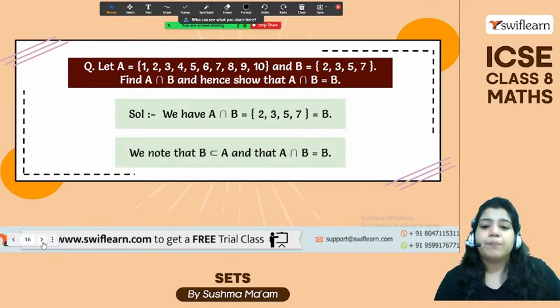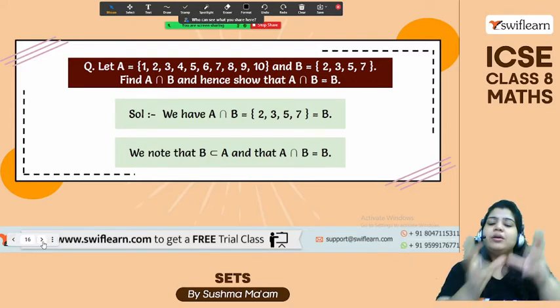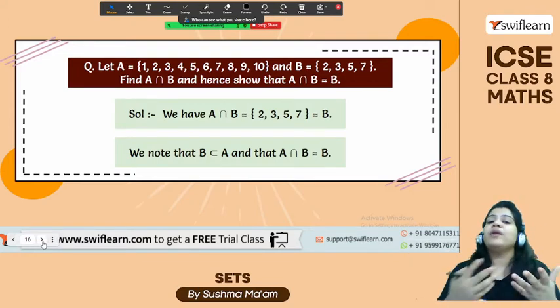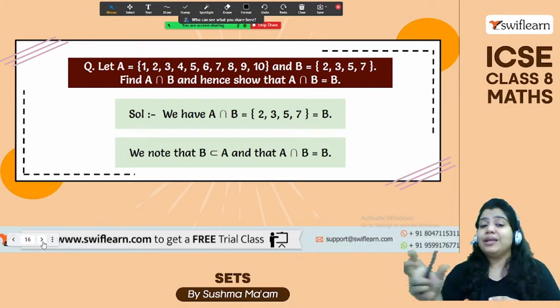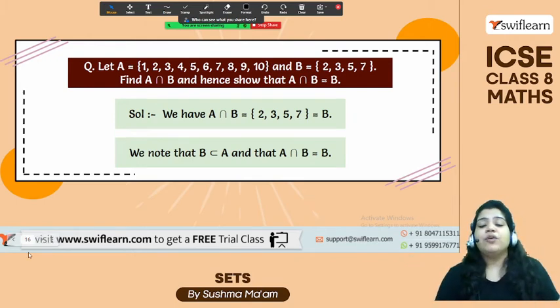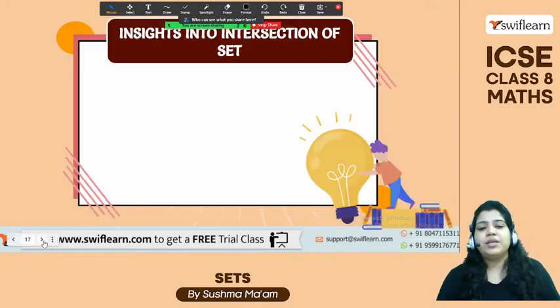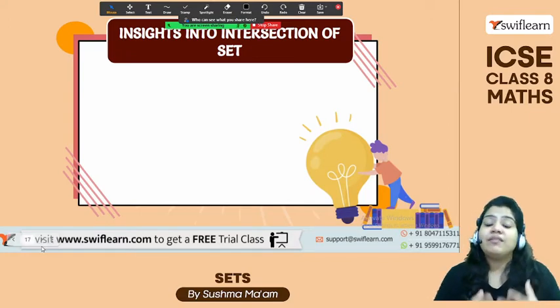Like this you have to show LHS equals RHS and then your answer will be complete. So B is a subset of A because whatever elements we have in B, the same we have in A, and more also. So B contains elements which we have in A, so A intersection B is equal to the set B. Now we'll see some more points.